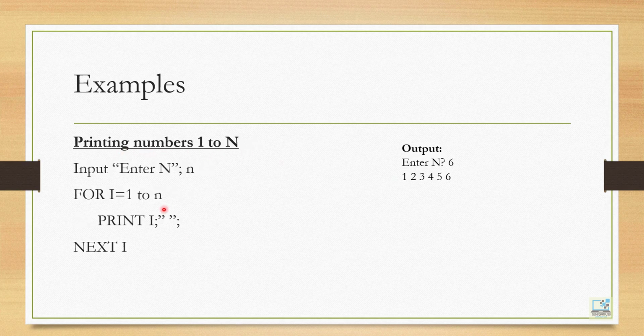Printing numbers 1 to n. If you don't know the last number, you can take input n as the limit, and the loop will run from 1 to n. As you can see in this example, I have not written the step value. I told you previously that when the step value is not written, it is by default STEP 1. So it will start from 1 till n. Now suppose n is 6, then it will run from 1 to 6. It will print 1, 2, 3, 4, 5, 6. So this is how we write the FOR NEXT loop.